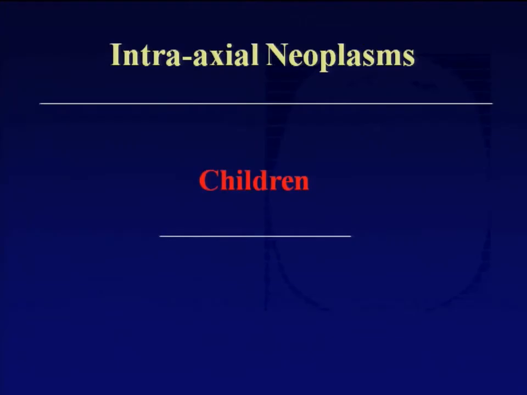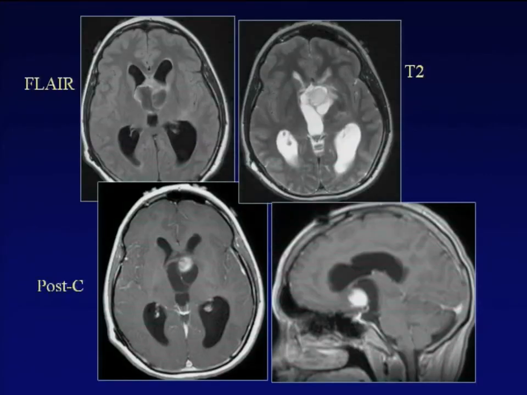In children, we have different types of histology, as I said before. You see a tumor here, a cystic tumor, FLAIR, T2, post-contrast, we see the mural nodule. As I have mentioned before, it's typical for a hemangioblastoma, okay? But it's not the case here.